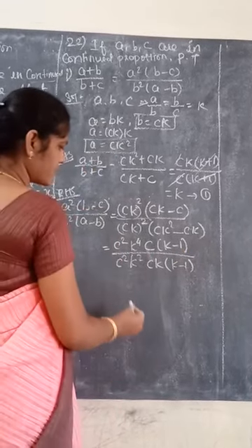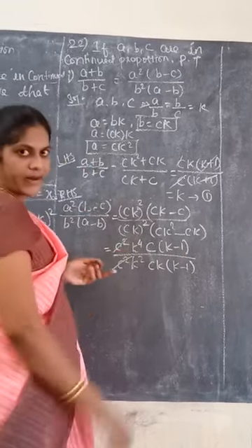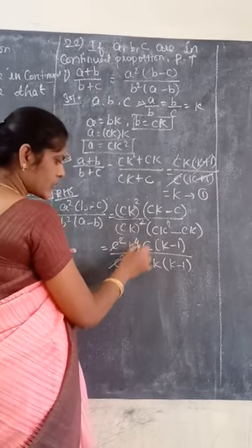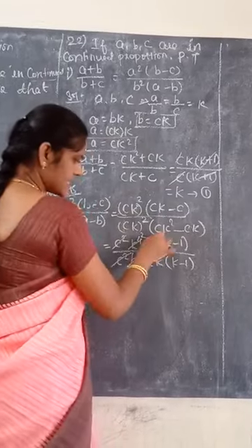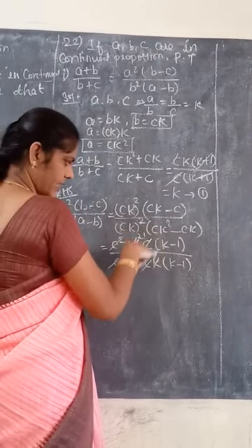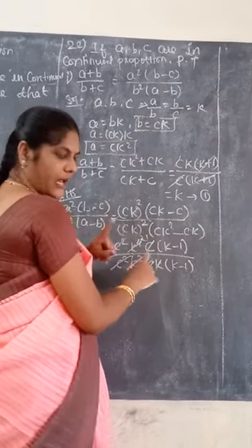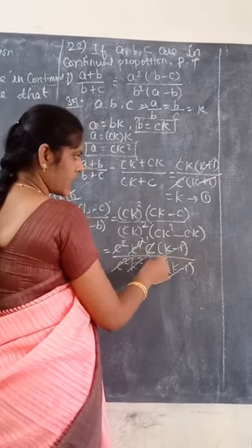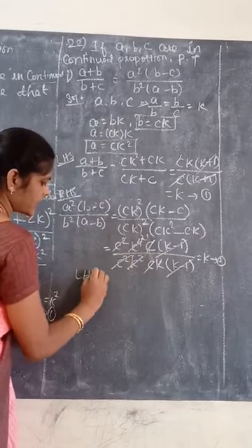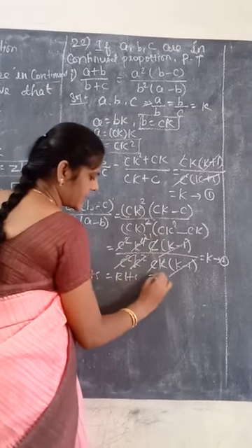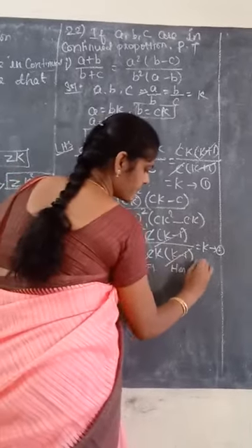Now we can do the cancellation. c squared cancels off. Then k squared cancels. Remaining we have k squared. c cancels, one k cancels, remaining k power 1. k minus 1 cancels, so equal to k. That is equation number 2. So automatically left hand side equal to right hand side. So hence proved.